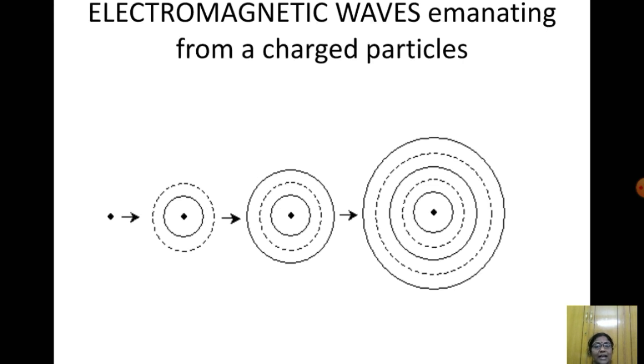These electromagnetic waves emanate from charged particles. When these charged particles emanate waves, it is in the form of concentric circles, like alternating dark and bright rings. As it moves farther away from the source, these concentric circles become bigger, the curvature decreases and the radius increases. At a sufficiently large distance, this curvature becomes a straight line, which is nothing but the plane wave.